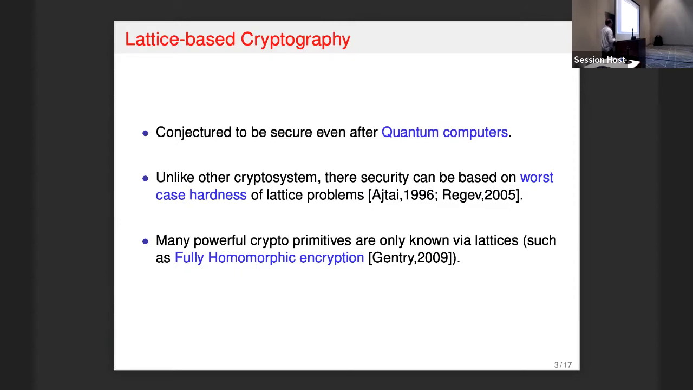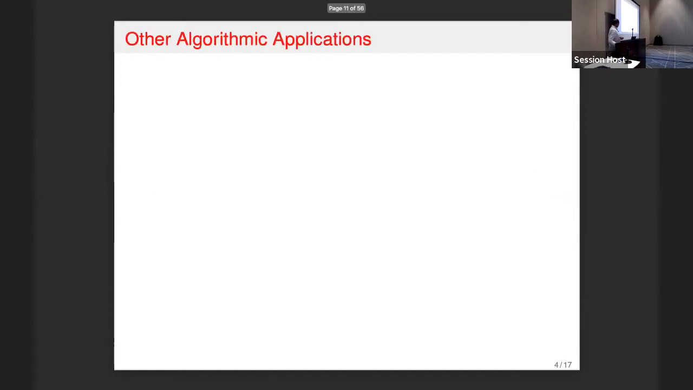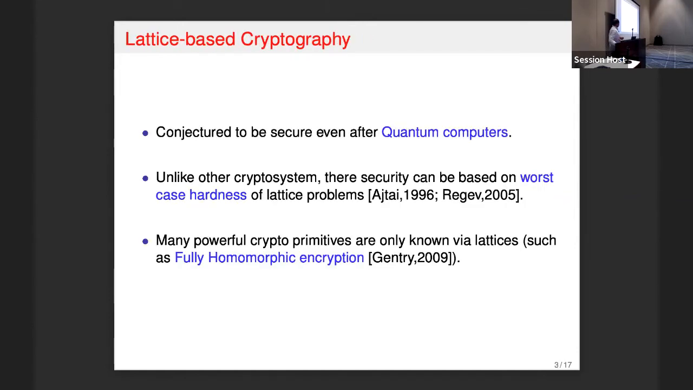And not just post-quantum crypto, we get many other powerful crypto primitives which were not possible without lattices. One example is fully homomorphic encryption, and the first construction was given by Gentry in 2009. All these properties make lattice-based crypto the most prominent candidate for post-quantum cryptography. Not just crypto, lattices have many other applications.